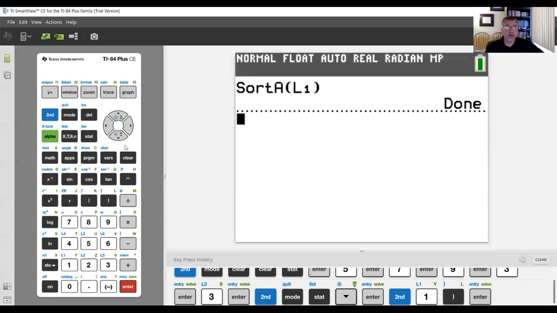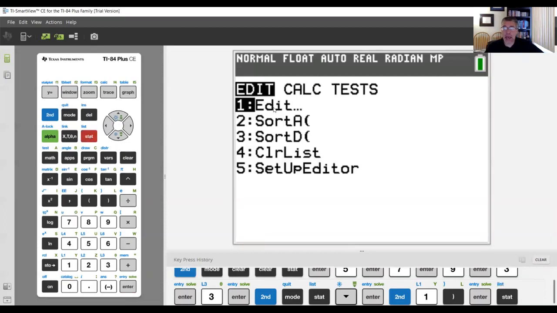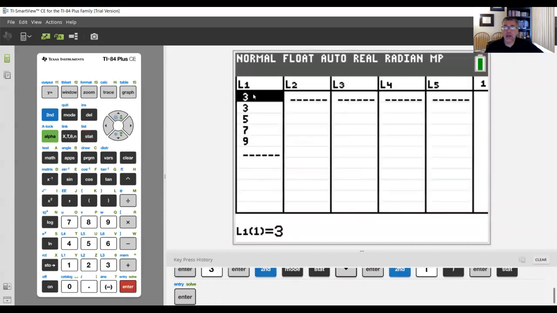Okay. So now what we'd like to do is see that that list was sorted. So let's go into stats again, and let's go into edit to look at our list. I'm going to go edit and then enter. And look at that. It is in ascending order. It's 3, 3, 5, 7, 9.